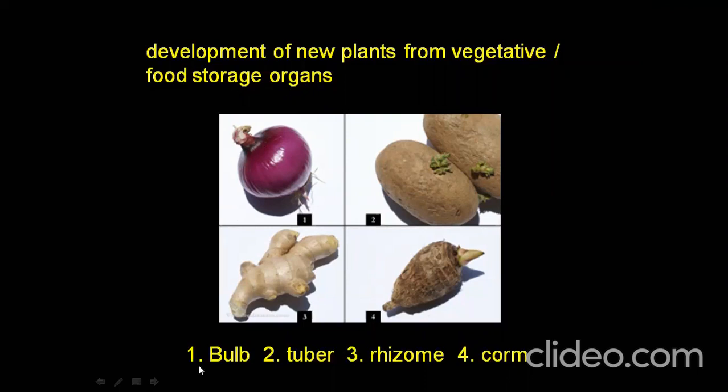Like the first one is bulb, tuber, rhizome, and corm, right? So you can see it here, onion, bulb, right? So we will discuss this now in detail.